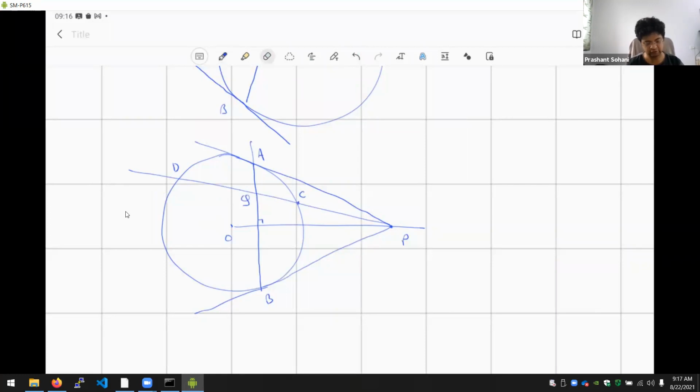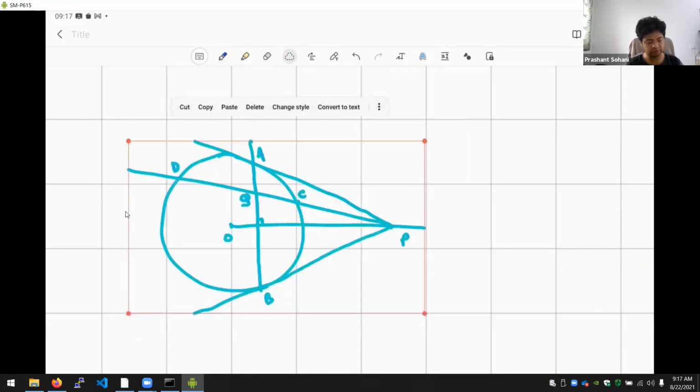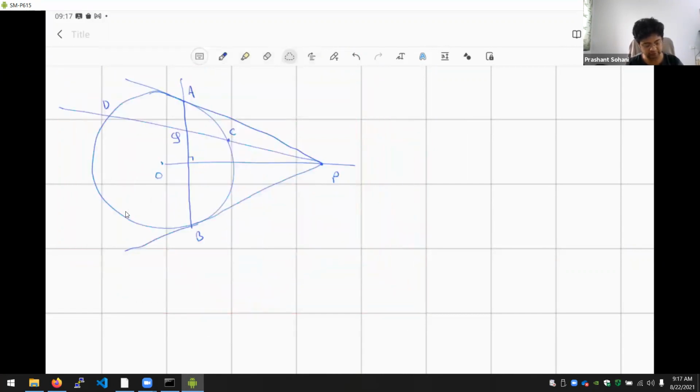Yeah. So actually, this is a very interesting question, and you will find this question once more later on when we do the topic called poles and polars. So this is going to come back to us many times. This diagram, as it turns out, the line AB is called the polar of point P, and so on. So there are a lot of cross connections with this question and the topics which are going to come after inversion.